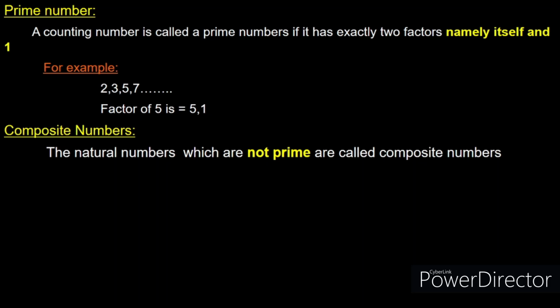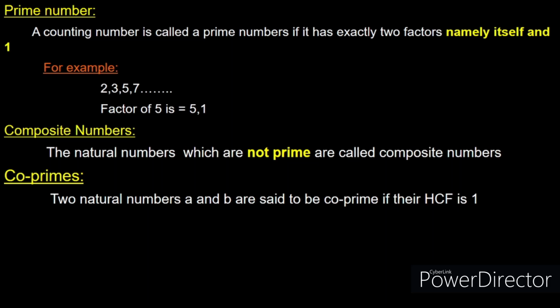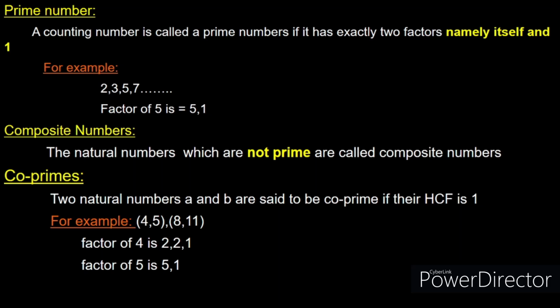For example, 1, 4, 6, 8 are all composite numbers. Now co-prime numbers, let's see the definition. Two natural numbers a and b are said to be co-prime if their HCF, highest common factor, is 1. For example, 4, 5 and 8, 11. The factors of 4 are 2, 2, 1, and the factors of 5 are 5, 1. The common factor is 1. So whenever the common factor is 1, they are co-prime numbers, right?